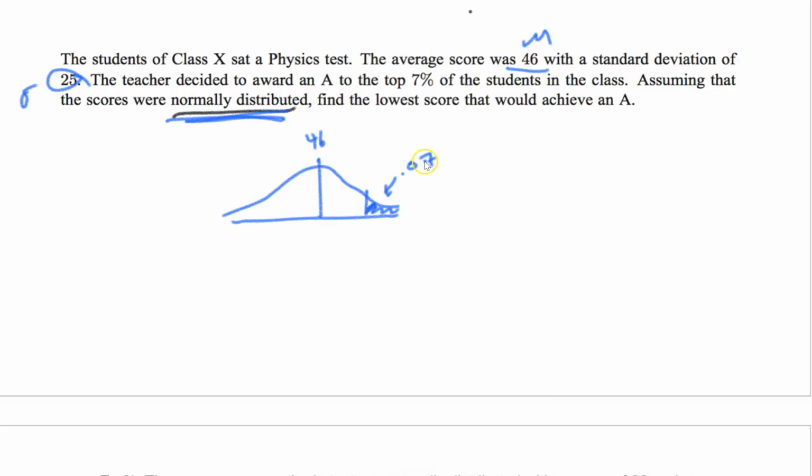And watch out. A lot of people get lazy and just put 0.7, right? 7% is 0.07. Now in this case, notice I have a percentage. Dead giveaway for inverse normal. If you have a percentage, you can do inverse normal. Let me show you on the calculator.